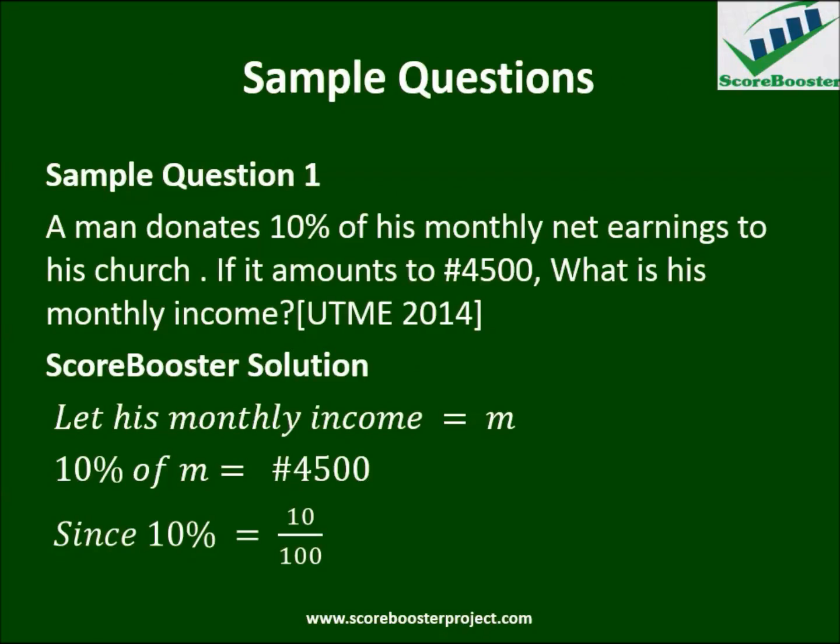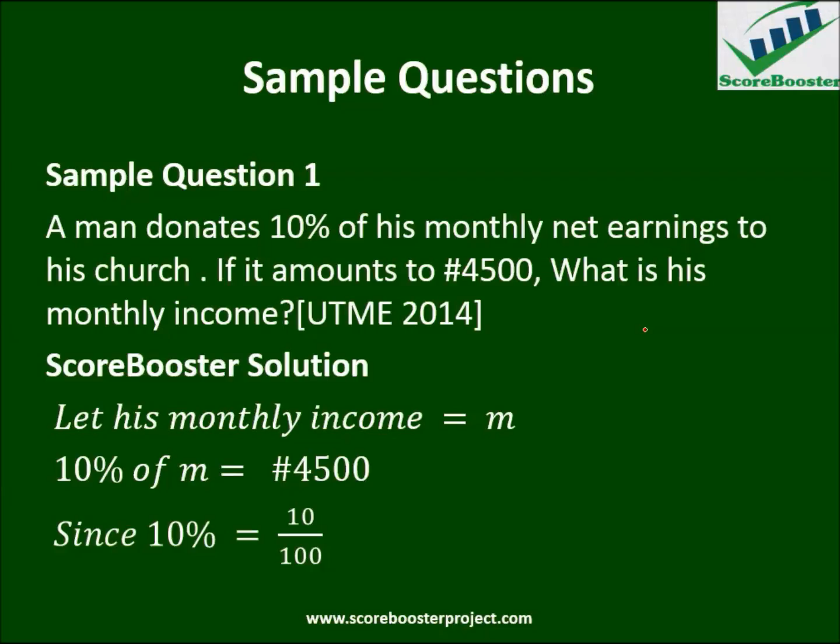So let's have some sample questions. Sample question 1. This question is from UTME 2014. A man donates 10% of his monthly net earnings to his church. If it amounts to 4,500, what is his monthly income?